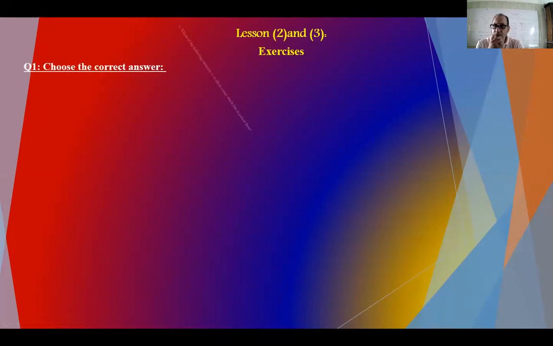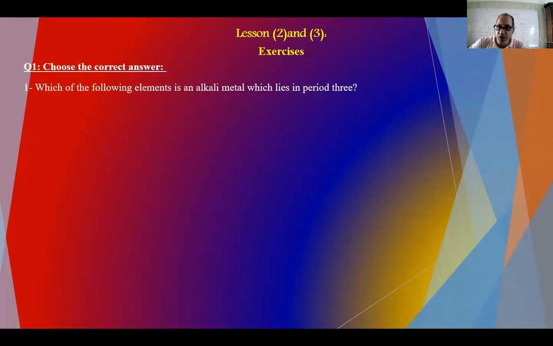Question 1, choose the correct answer. Which of the following elements is an alkali metal and located in period 3? If we look at alkali metals, we start with hydrogen, period 1, lithium, period 2, and in period 3 it must have 1 electron in the outermost shell. So 2, 8, 1, it's 11. So we must choose here sodium.